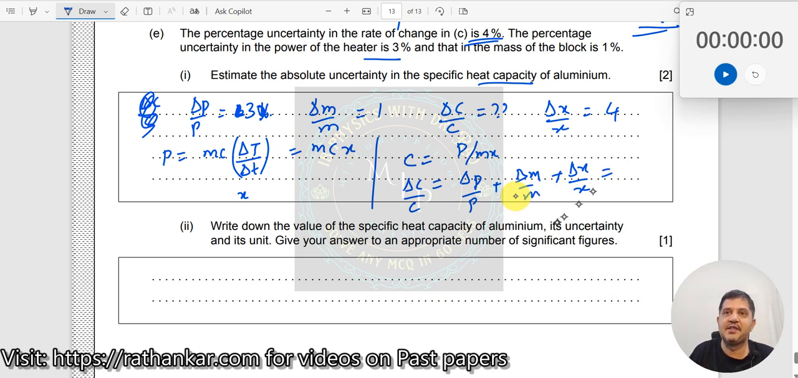So therefore, when I do this, what is delta P by P? This is 3. What is delta M by M? 1. And what is delta X by X? 4. So therefore, the total answer is 8%. So the answer here should be 8%.